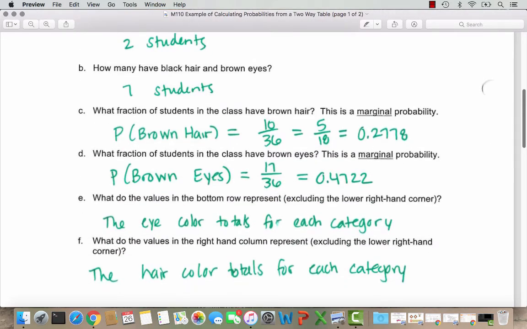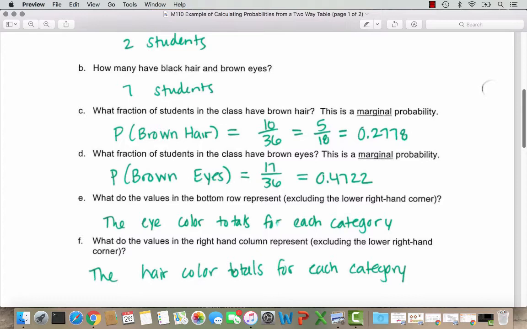All right, and then our 17 out of 36, I have to convert that to a decimal to be able to think about it more comparably. So that is 0.4722 as a decimal, or you could think about it as about 47% of students in this class in Los Angeles have brown eyes.